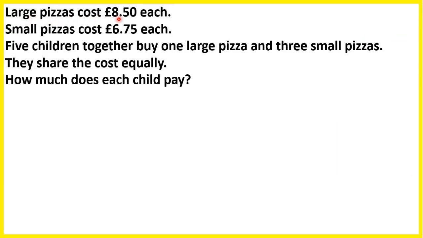Large pizzas cost £8.50 each. Small pizzas cost £6.75 each. 5 children together buy 1 large pizza and 3 small pizzas. They share the cost equally. How much does each child pay? So we need to work out the total cost and then divide that by the number of children.